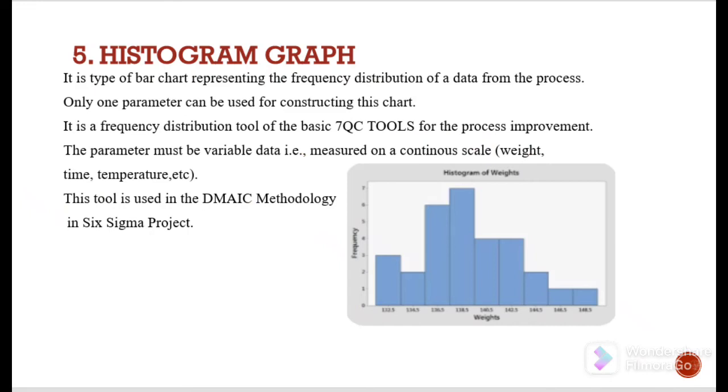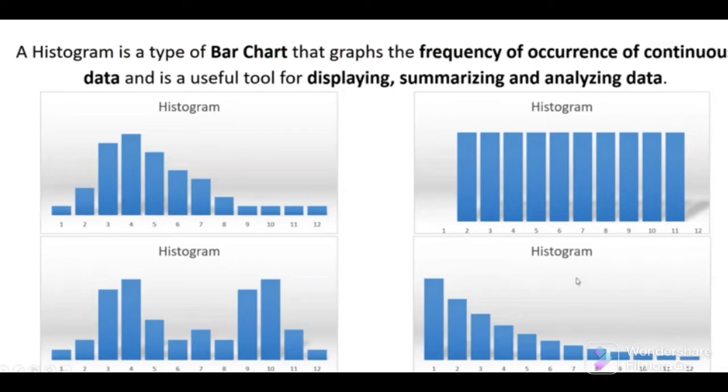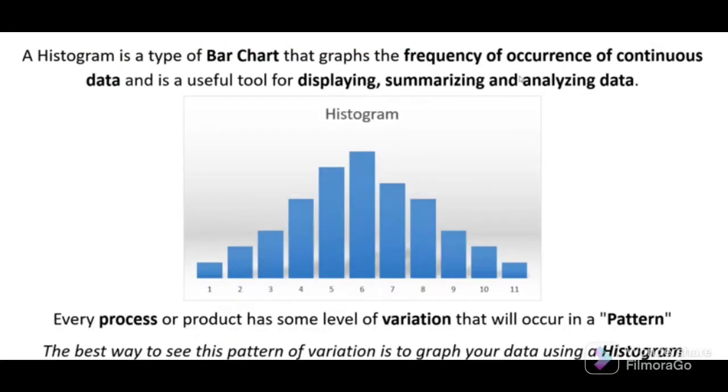Histogram. A histogram is a type of bar chart that graphs the frequency of occurrence of continuous data and is a useful tool for displaying, summarizing and analyzing the data. Every process or product has some level of variation that will occur in a pattern. So what is the pattern? To know what the pattern is, a histogram is a great way to understand it.